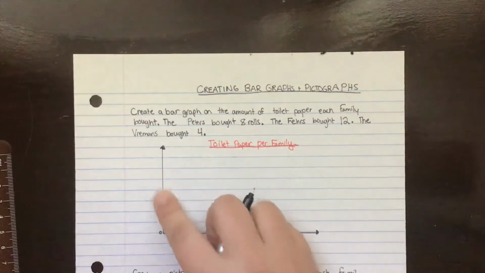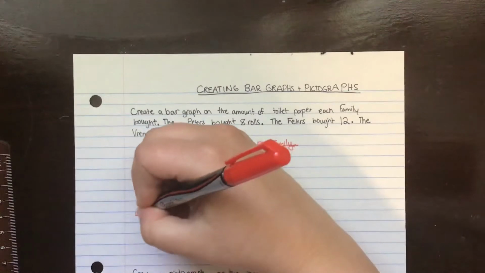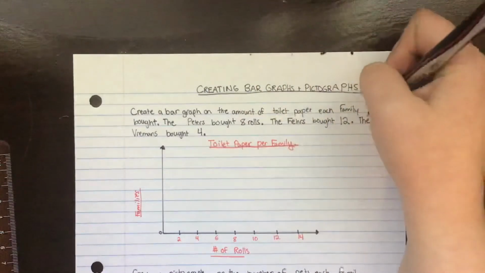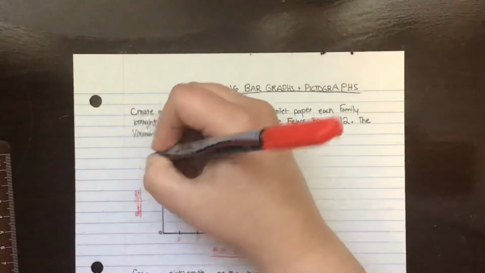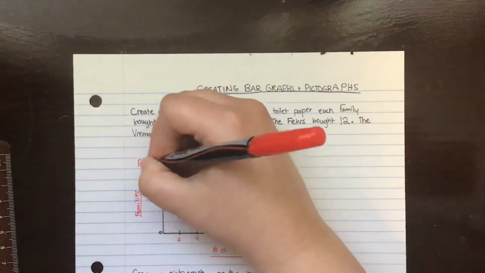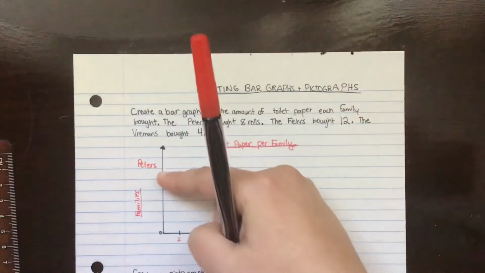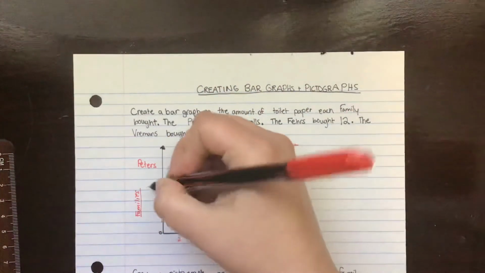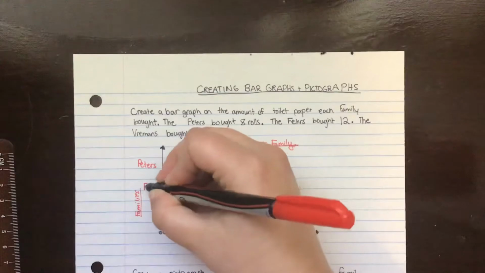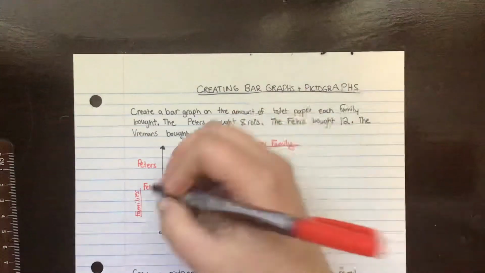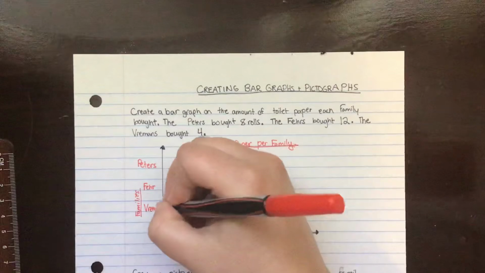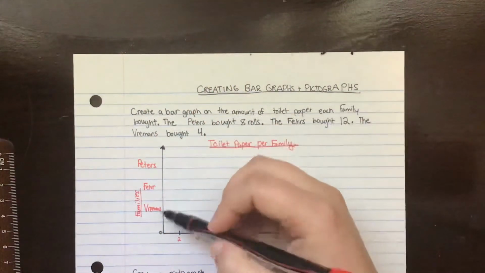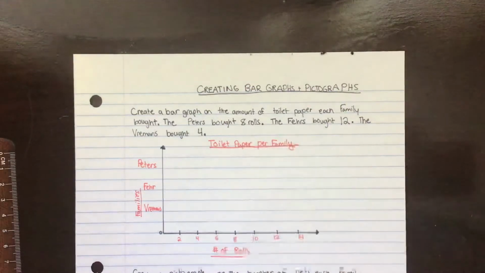And then along here I'm going to put the families. So we have the Peters. And then I'm going to leave a space. It's always good to leave spaces in between each of your bars. You don't want them to connect. We have the Fairs. And we have the Vreemans. There, and I have another 2 spaces down here. That's not the end of the world. I don't mind that, as long as there's some spaces in between your bars there.